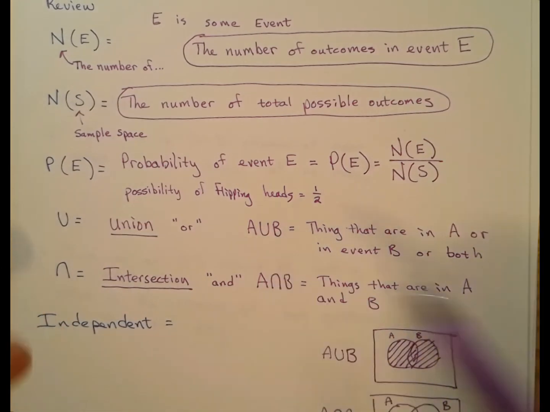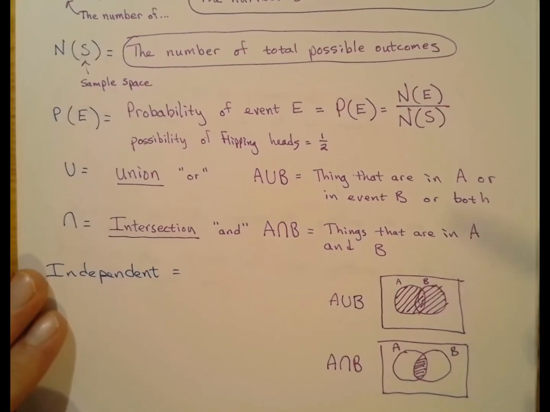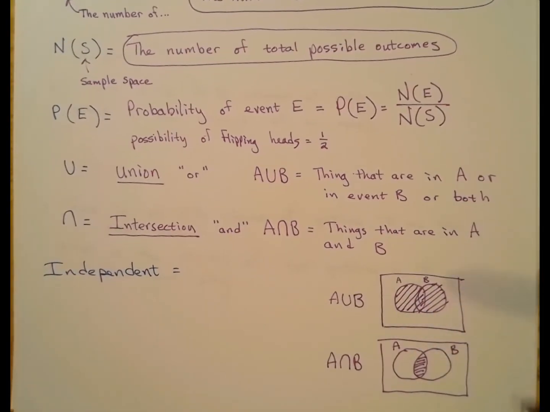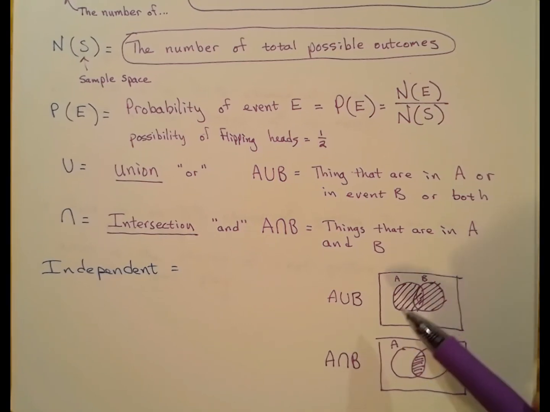So in general, unions are bigger than intersections. Intersections don't have everything. Intersections are just what two things have in common. Union is or, everything in A or everything in B. Intersection is and, everything that's in A and in B.